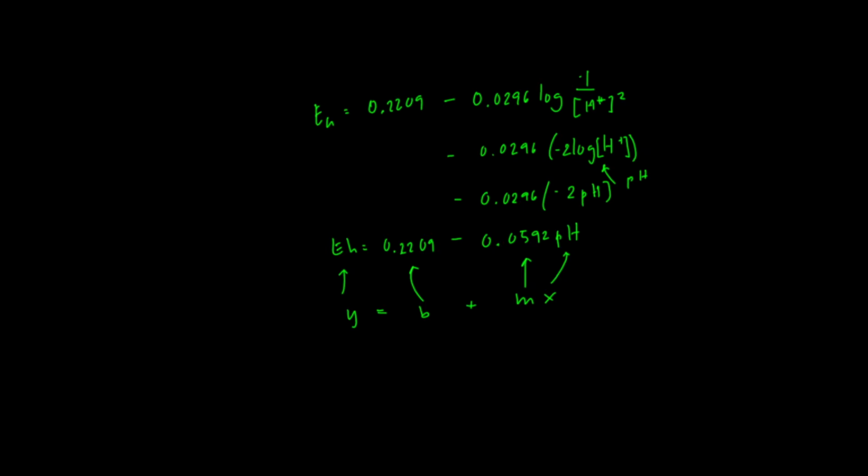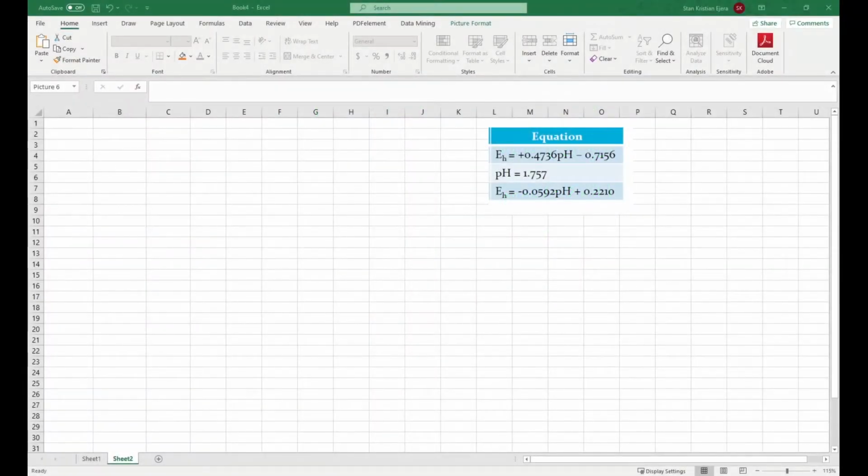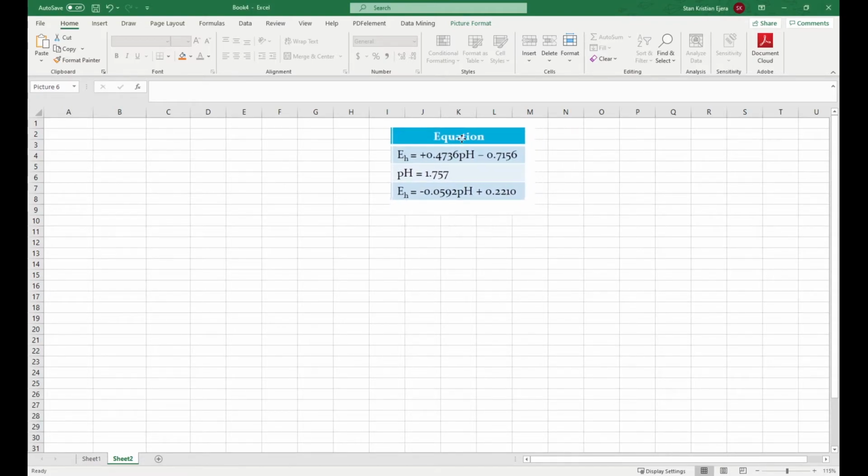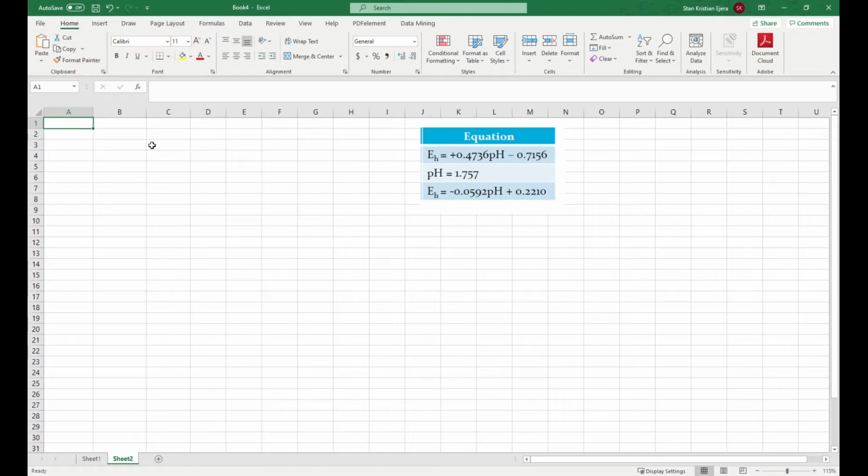Let's try to plot it in Excel para mas makita natin siya in action, no? So let me open up my Excel. Okay, so let's transfer to Excel and let's try to plot the 3 equations now. Okay, so let me just shift to Excel now. Here, so I've already just pasted the equation, no, para may reference tayo, and these are the 3 equations na solve natin kanina.